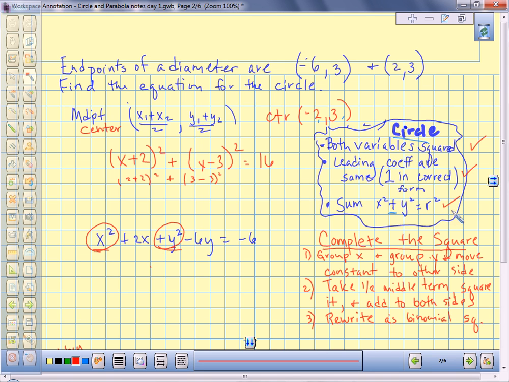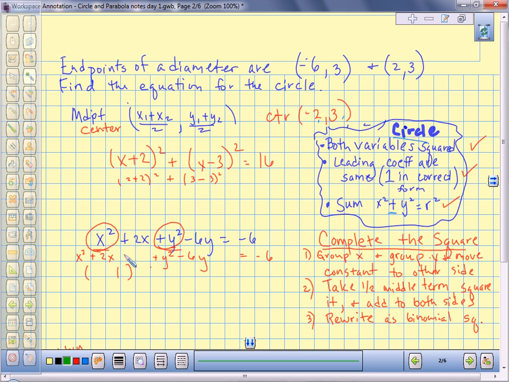Okay, so to get in the right form, the first thing we're going to do is group our x's and group our y's and move the constant to the other side. In this first step, our x's were already together. That was nice. Our y's were already together. Also nice. And our constant was already on the other side. Check. Now, step 2 in completing the square, and you did this a good bit last year, is we take half the middle term. What is half of 2? 1, and square it. What is 1 squared? 1. So I'm going to add 1 here and to this side.